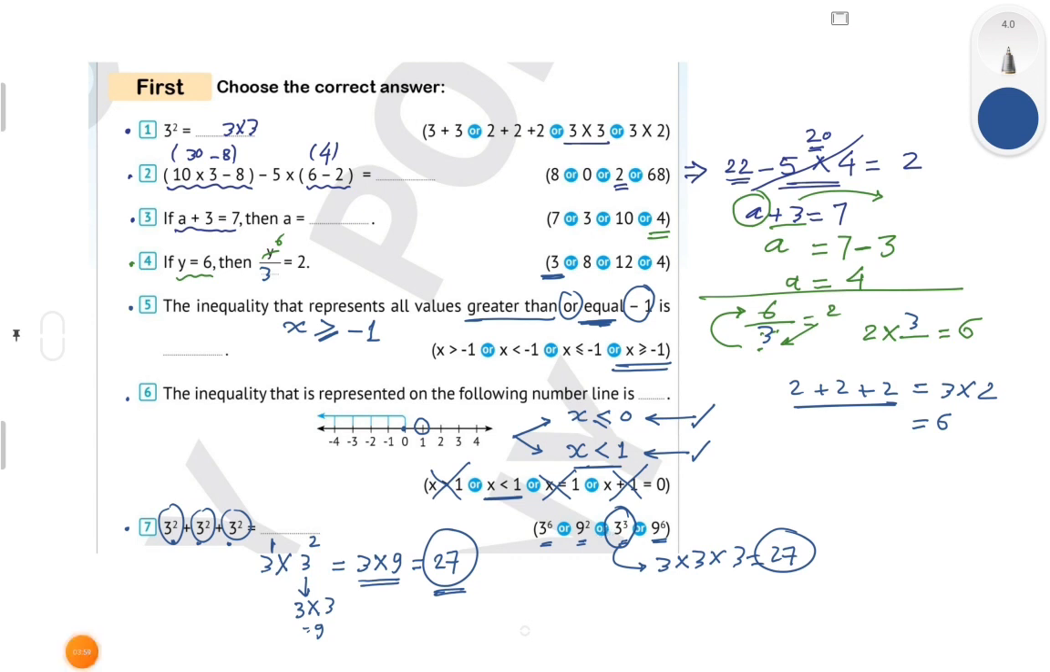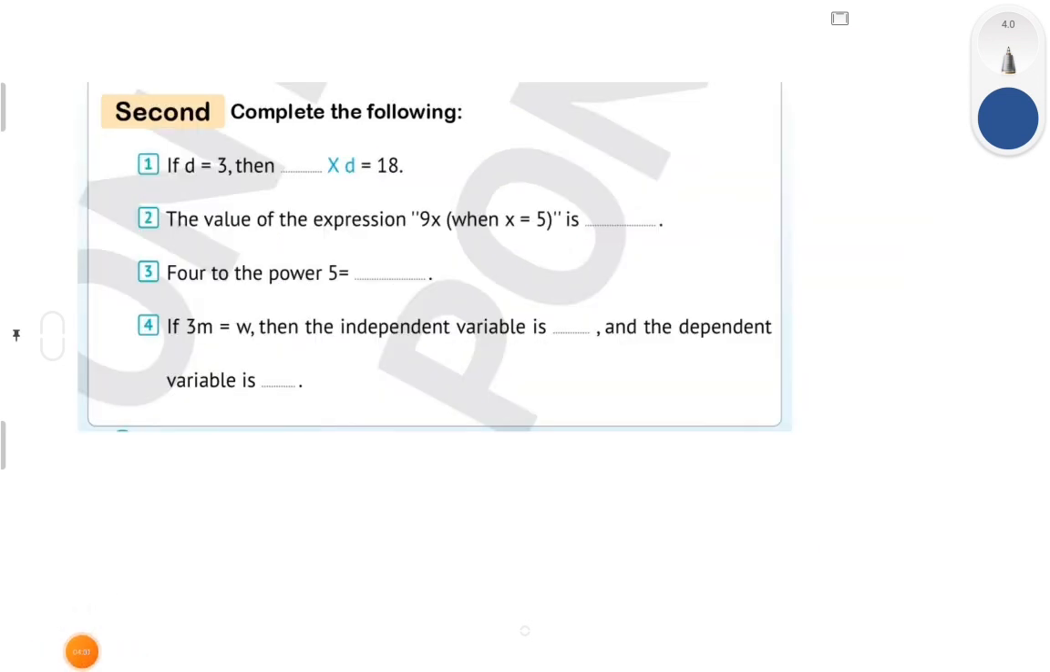Next page. Second, complete the following. Point number 1. If d equals 3, then blank times pi d equals 18. Okay, now I need to write some number here. He said that if d equals 3, now substitute d by 3. There is some number by 3 equals 18. Of course it's 6.